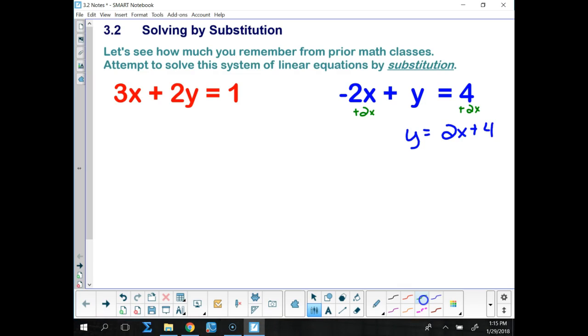What if I said y equals 4 plus 2x? Doesn't matter. Same thing. Right? Okay? Now what?